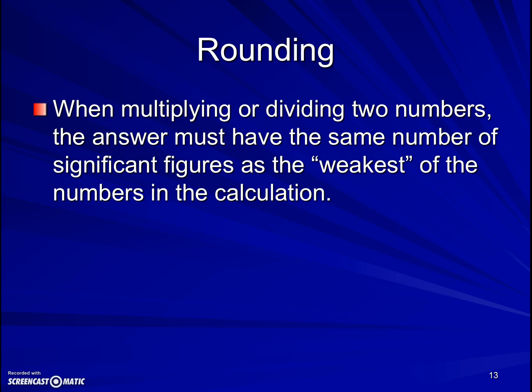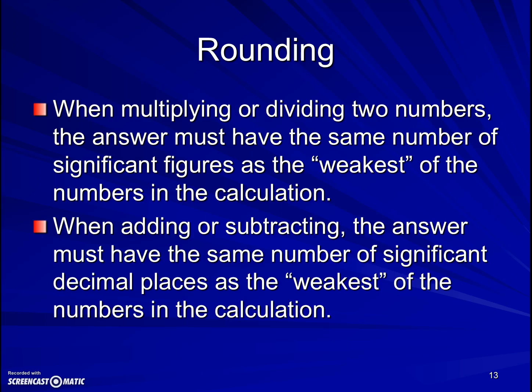Now the rounding rule that we've been taught is when we've multiplied or divided two numbers and they have a different number of significant figures, whichever one of them has the least, the one that we call the weakest number, the one that has the least significant figures, will determine how many significant figures the answer has. So we multiply a number that has 4 significant figures by a number that has 2 significant figures. Our answer should only have 2 significant figures. That's all we can be sure of.